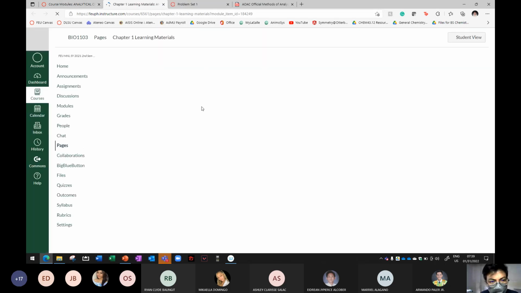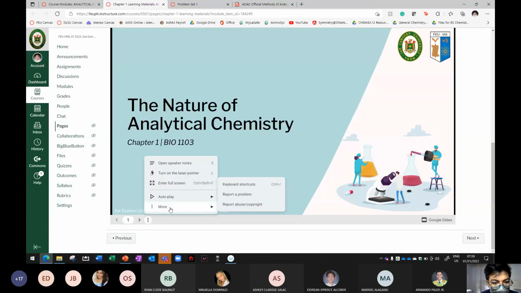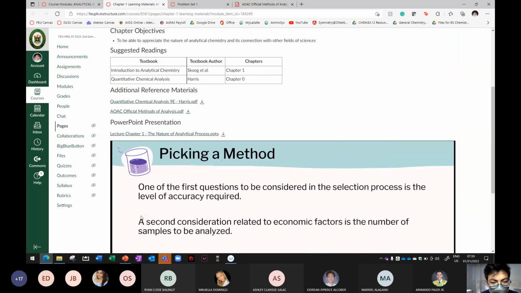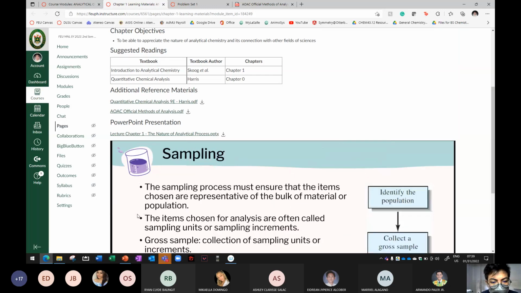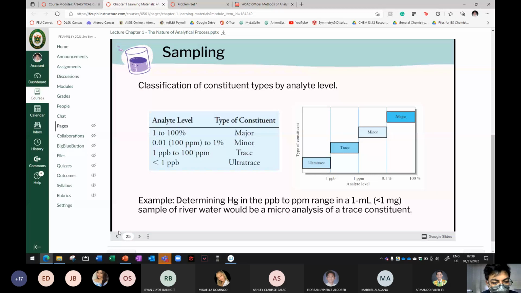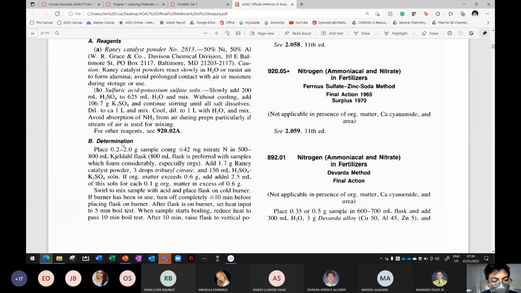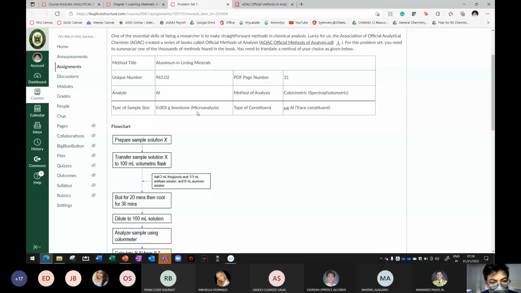Kung naalala nyo pa. Okay, so depende sa sample size, yung ating tawag, di ba? Punta tayo dito, ito. Okay, so ayan. For samples whose masses are greater than 0.1 grams, then that's called macro analysis. Okay? So, apparently, ang ating grams dito is 0.2. So, this is macro analysis. Okay? So, you indicate this sample in here, and then you put in the parenthesis yung macro analysis.